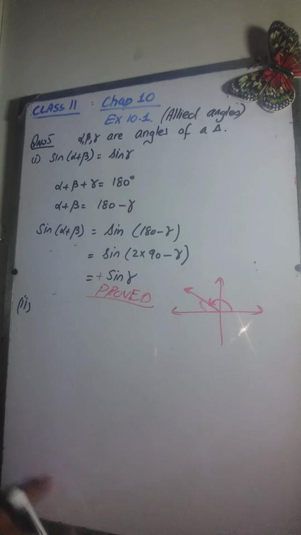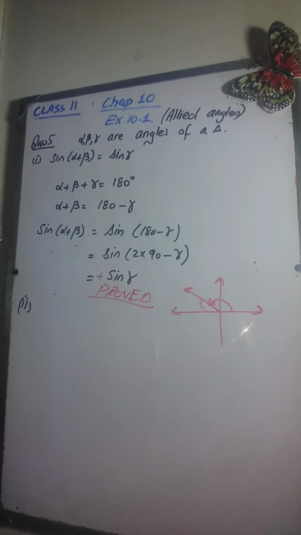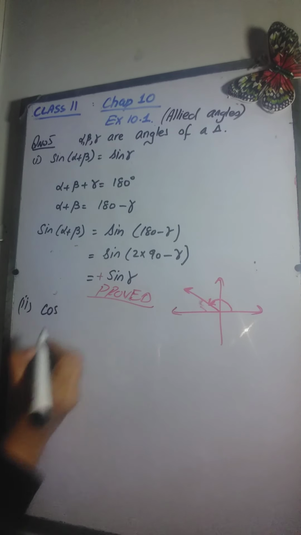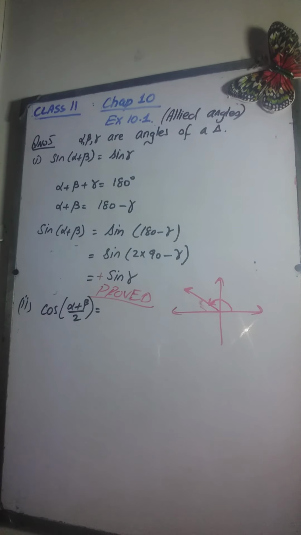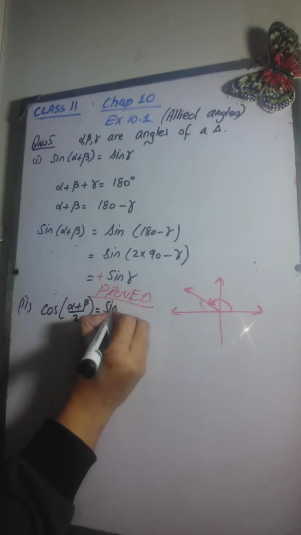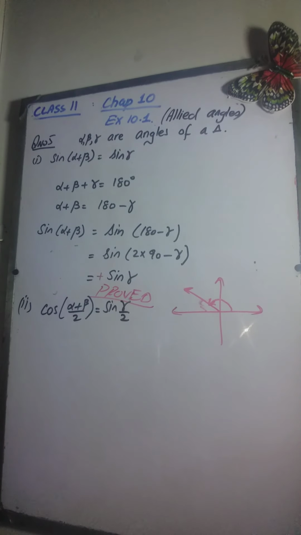Now the second part is that we have to prove that cos of alpha plus beta by 2 equals sine of gamma by 2. Okay, this is what we need to prove.